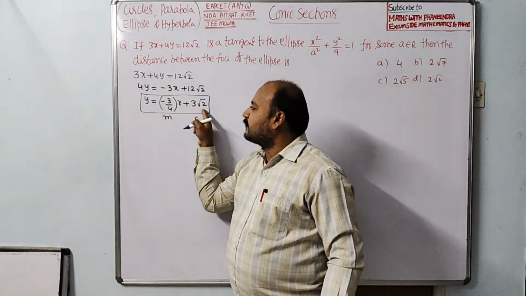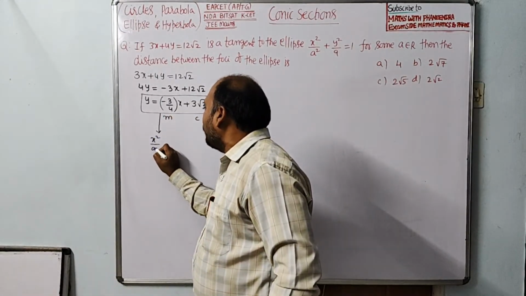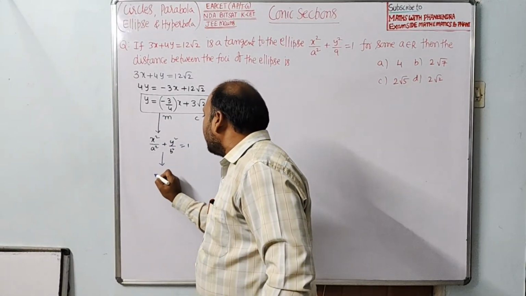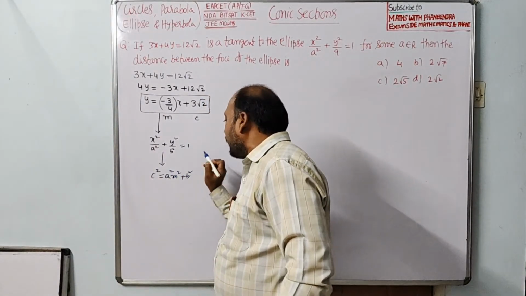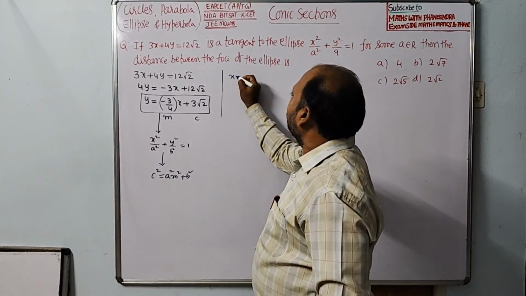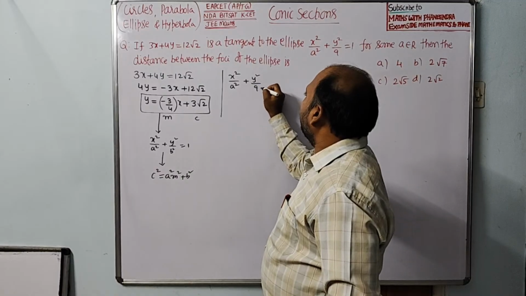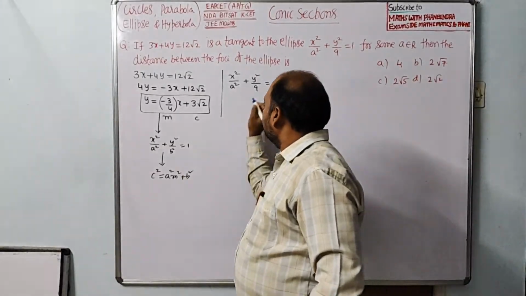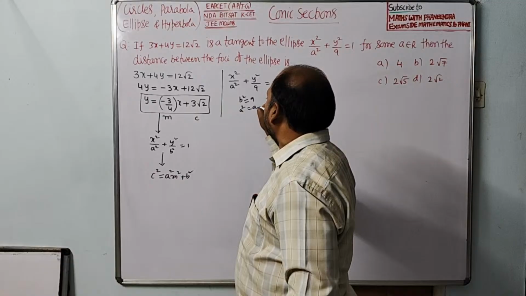Whenever y is equal to mx plus c is a tangent to the ellipse x square by a square plus y square by b square equal to 1, then the condition is c square equal to a square m square plus b square. Am I right? So what is the equation of the ellipse here? x square by a square plus y square by 9 equal to 1. So a square is a square itself, b square is equal to 9.